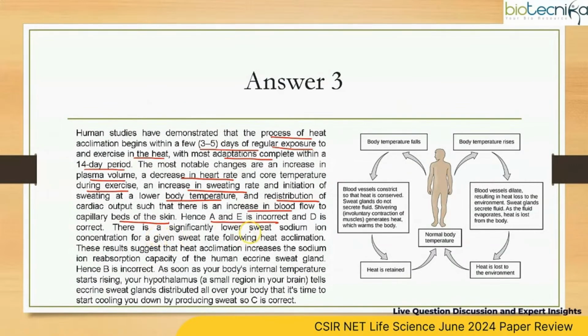There is a significantly lower sweat sodium ion concentration for a given sweat rate during heat acclimatization. So this suggests that heat acclimatization increases the sodium ion reabsorption capacity of the human eccrine sweat gland. So B is incorrect. As soon as your body's internal temperature starts rising, the hypothalamus will tell the sweat glands distributed all over your body that it's time to start cooling you down by producing sweat. So C is again correct over here.